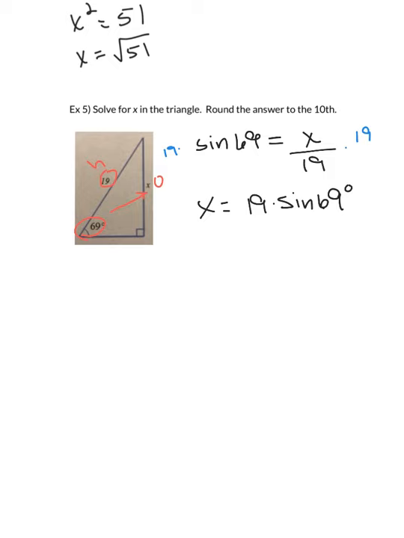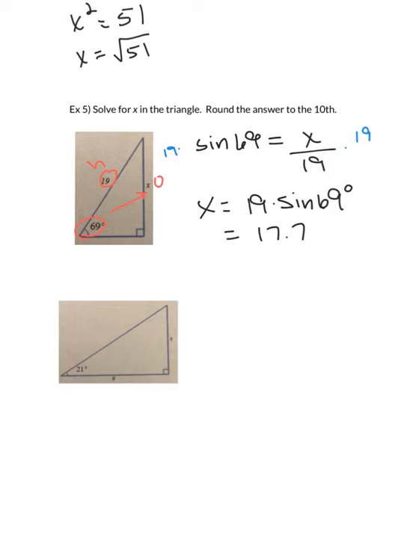Now you're going to put this into your calculator and round your answer to the 10th. If you put that in your calculator, you should get 17.7. This is the measure of a leg, and we don't know if it's inches, centimeters, yards. We have no idea, so we're not going to put a label on it at all.